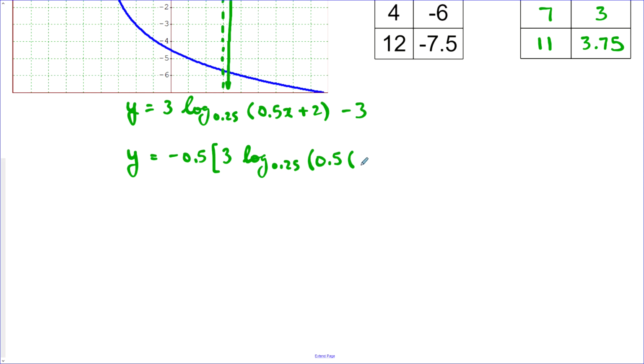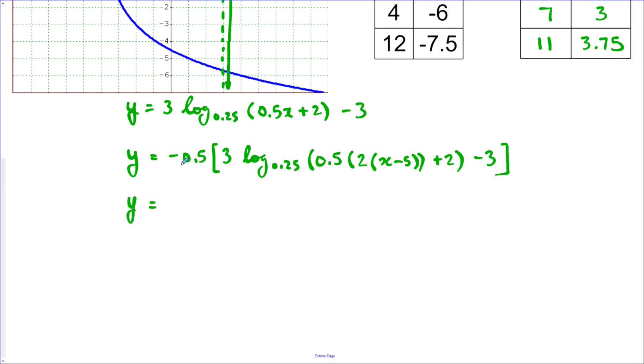So we had a stretch of 1/2, and then we had 5 units to the right. And that goes in place of x. Now we still have this plus 2, and we still have the minus 3, and then we're closing this whole thing with a big square bracket. And that looks pretty messy, so we'll want to clean that up.